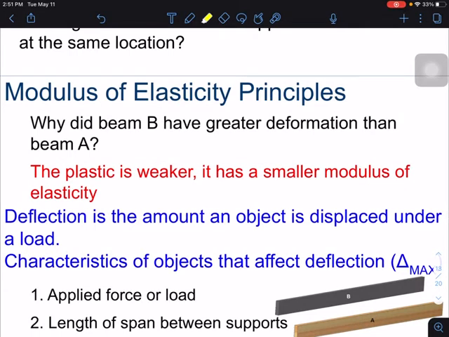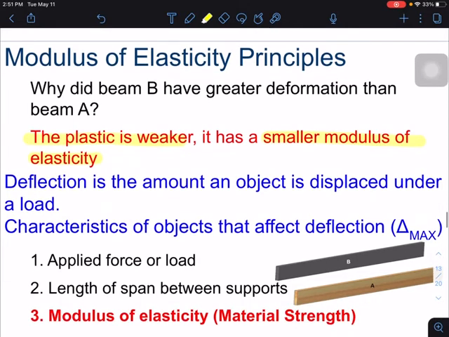Why did it have a greater deformation? Because the plastic is weaker. It has a smaller modulus of elasticity. So the modulus of elasticity number is going to be smaller, which means it bends more.